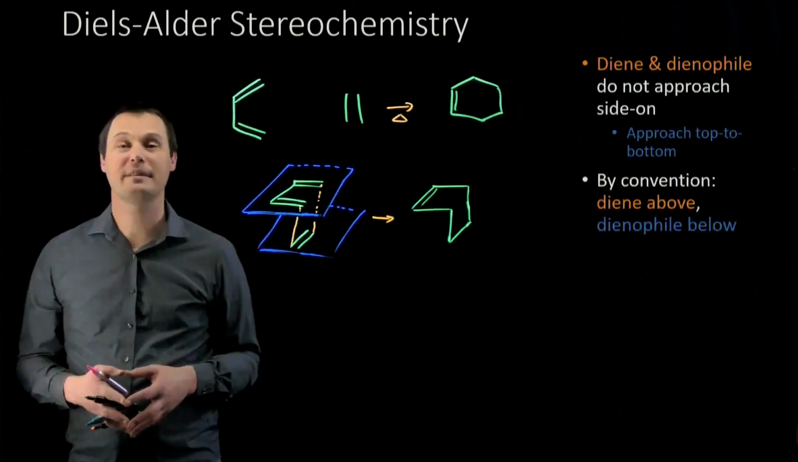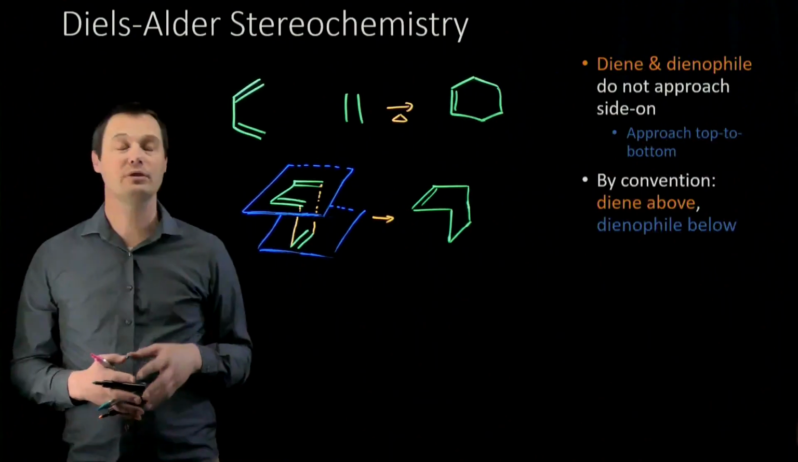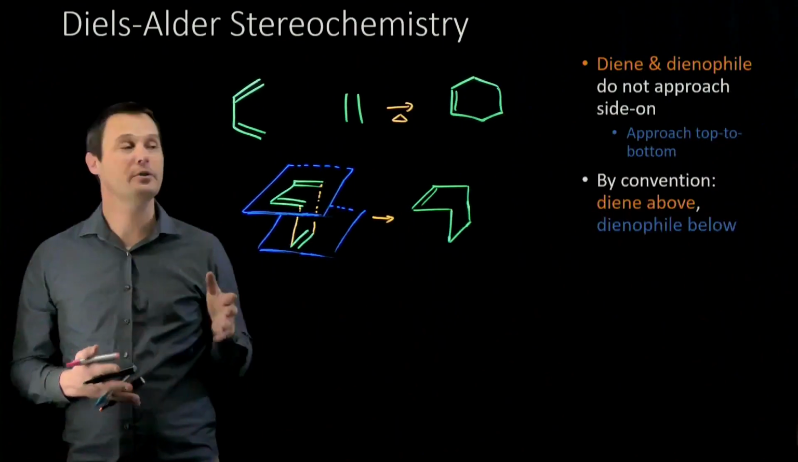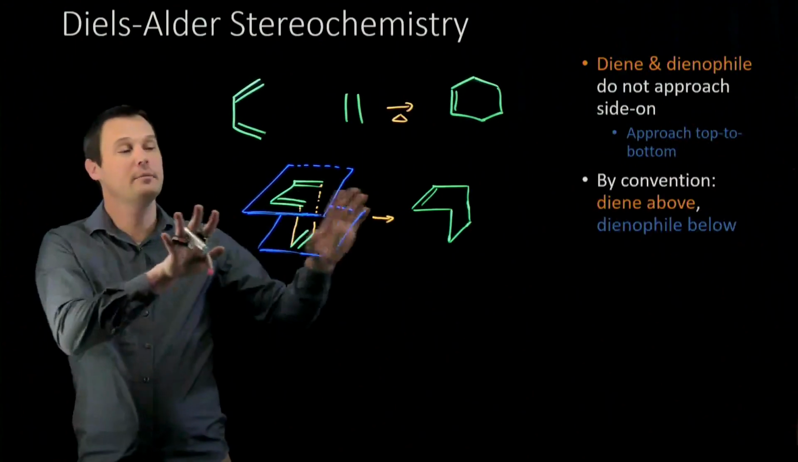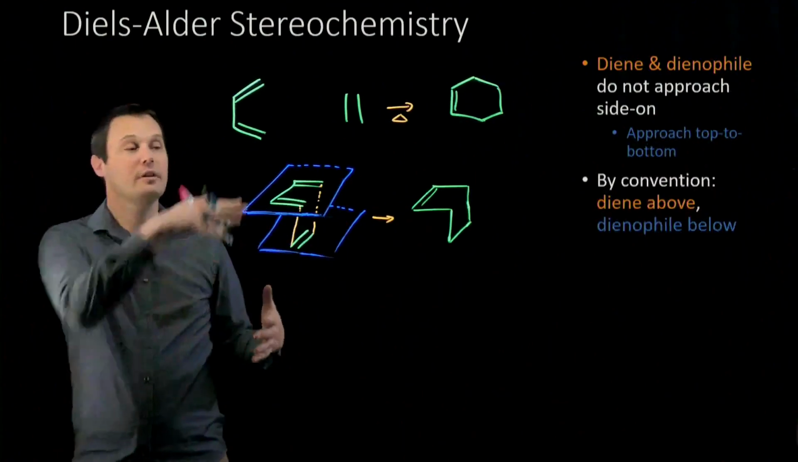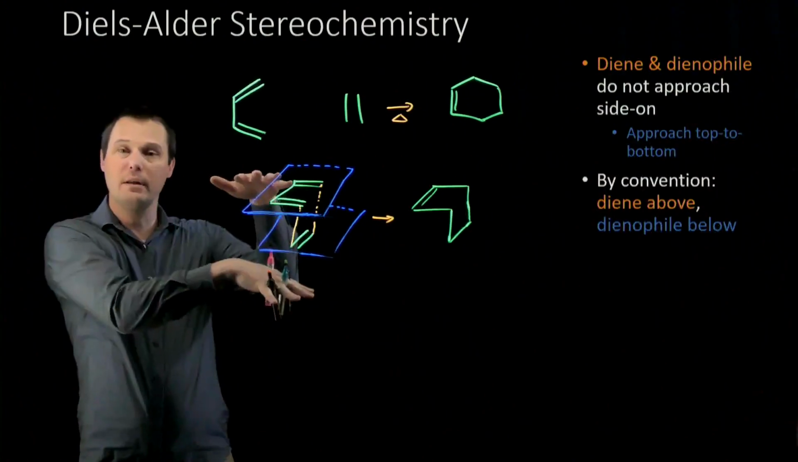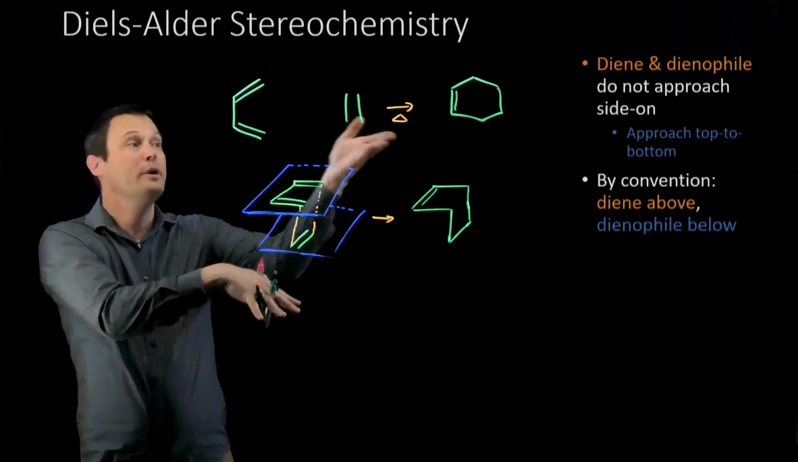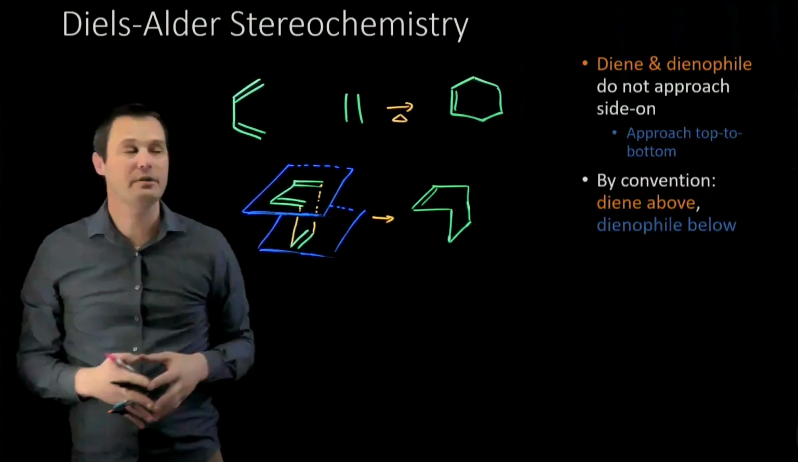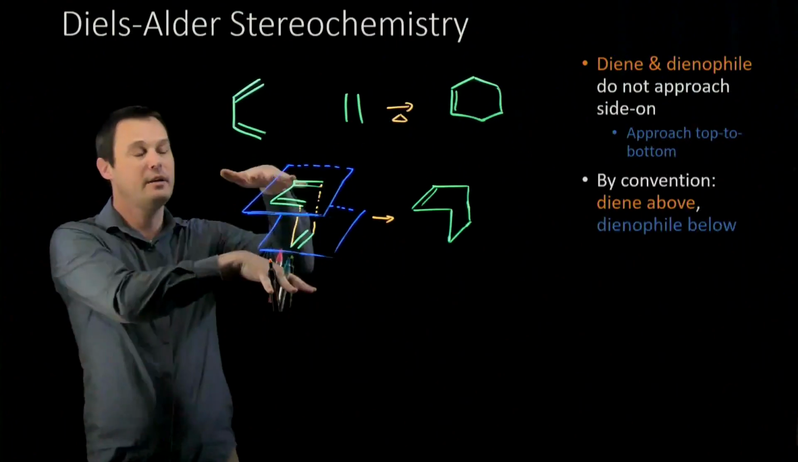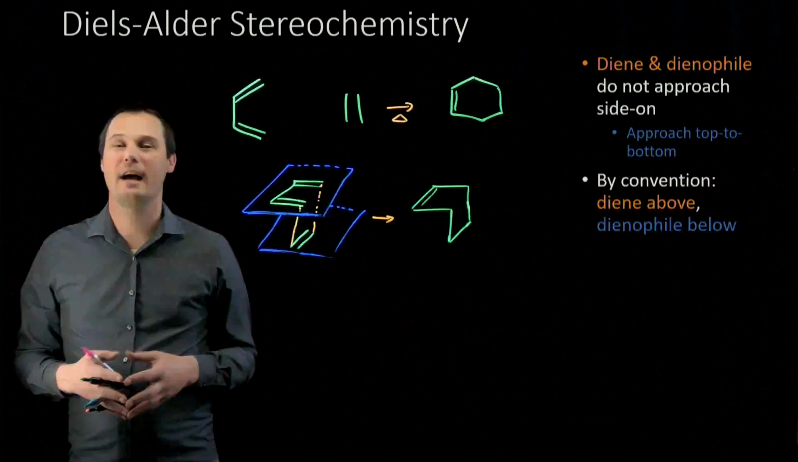So before we can go any further investigating the stereochemistry of the Diels-Alder reaction, we have to understand these 2 principles. First, the molecules approach each other top to bottom, not side to side. And by convention, the diene approaches on top and the dienophile approaches on bottom. Could it be the other way? Yeah. And it is about half the time. We get our product as a racemic mixture of enantiomers, some where the diene's on top, some where the dienophile's on top. We draw it with the diene on top by convention.